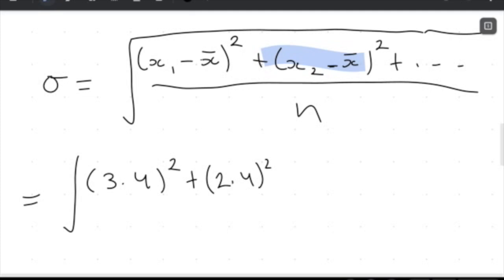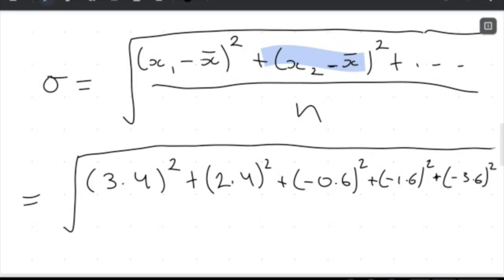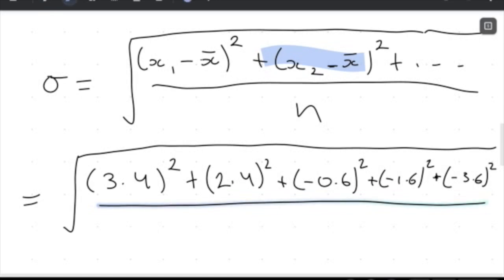I'm going to keep doing this, plugging in all of the values that we get when we subtract the mean from the data. Sorry, I'm a bit short on space here, but we're going to get all of these values. We put that all under a square root and all over my n, the number of values I have in my data set, and that's going to be 5.